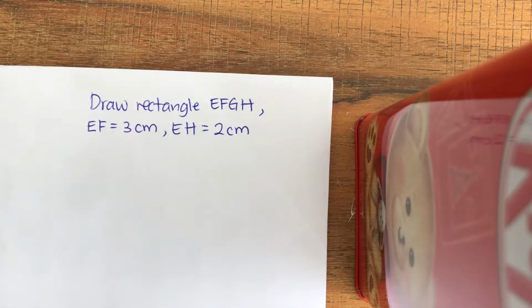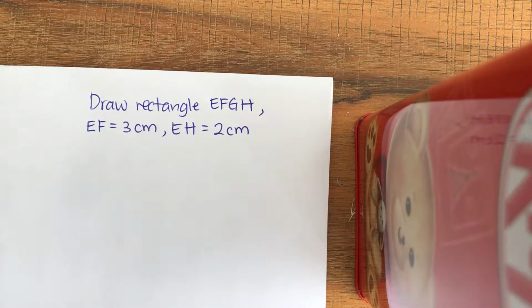Hi, I'm back again. Okay, so just now we have learned how to draw a square. Now we are going to proceed to draw a rectangle. Actually, the method is similar. The only thing different is that the property of a square and the property of a rectangle are different.